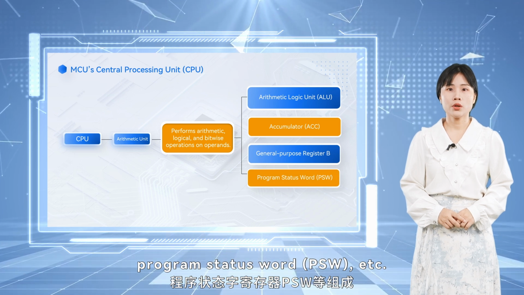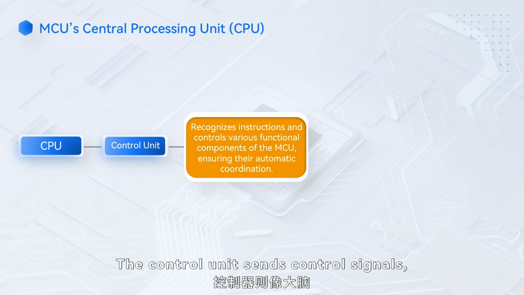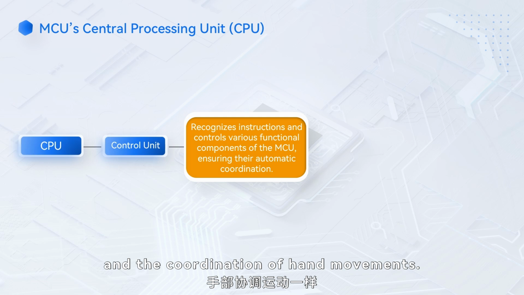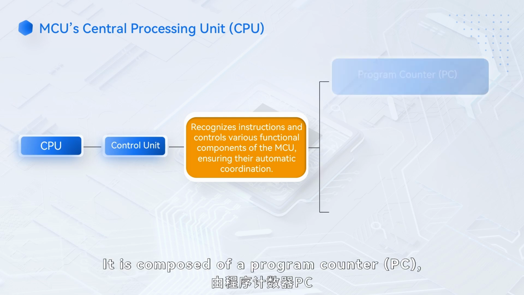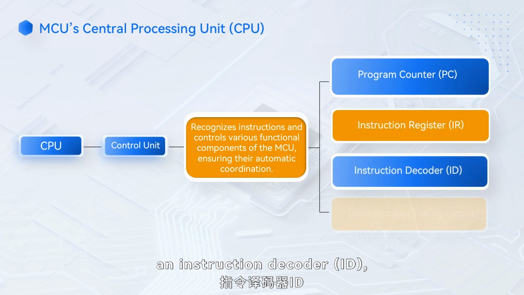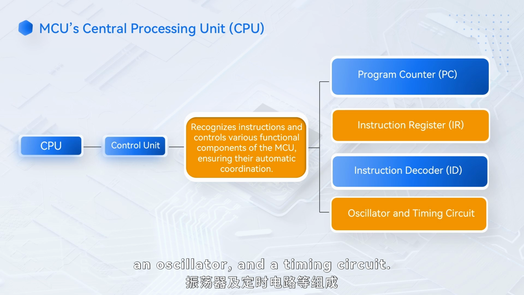The control unit sends control signals, much like the brain controls the movement of the feet and the coordination of hand movements. It is composed of a program counter, PC, an instruction register, IR, an instruction decoder, ID, an oscillator, and a timing circuit.